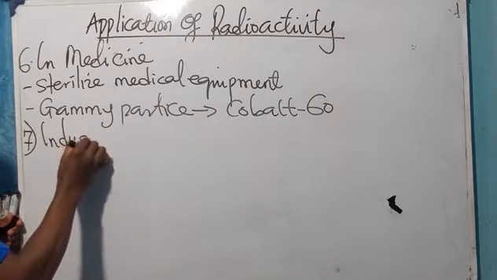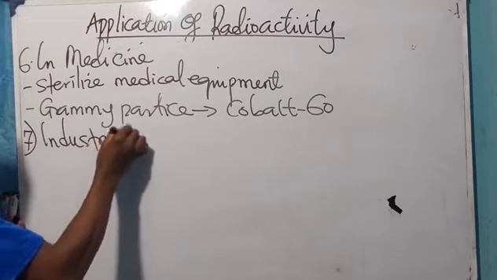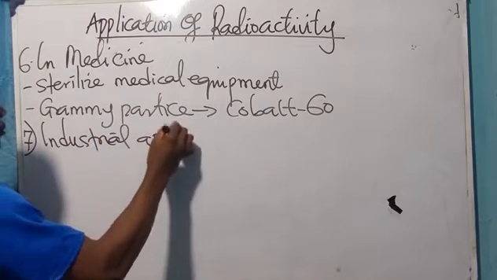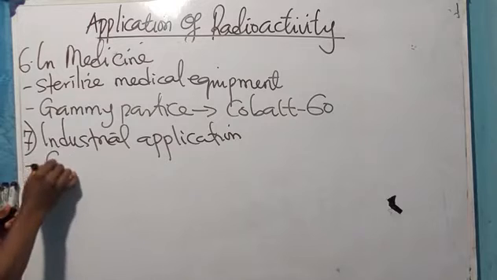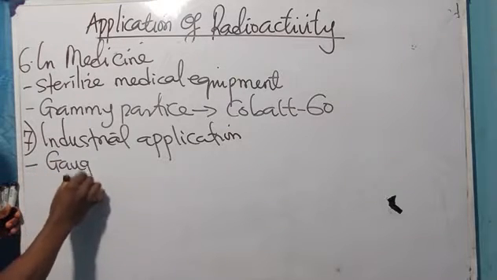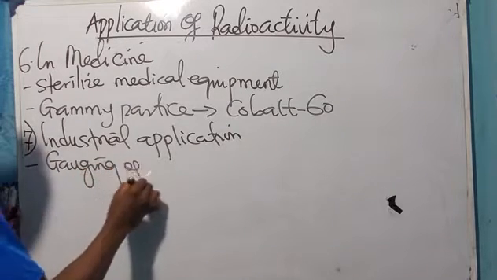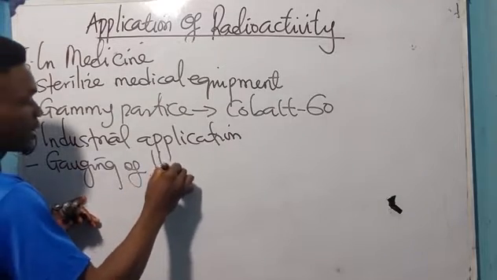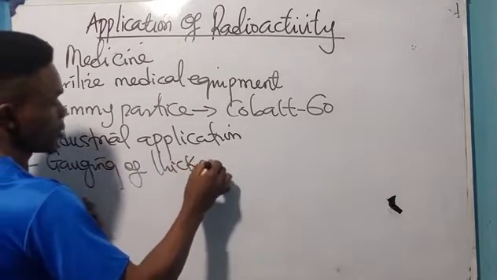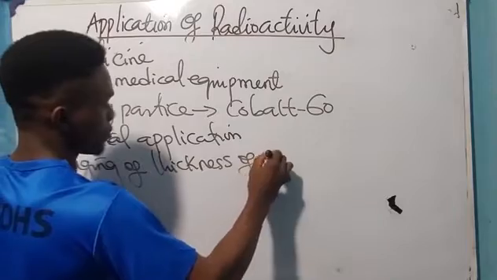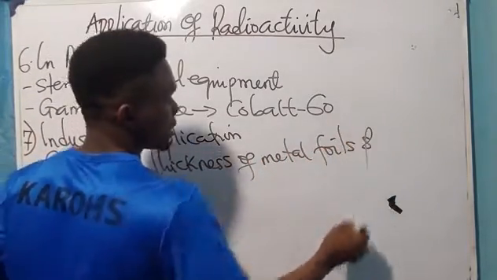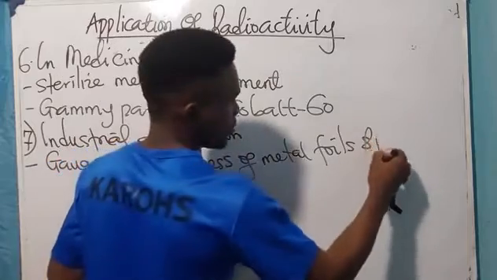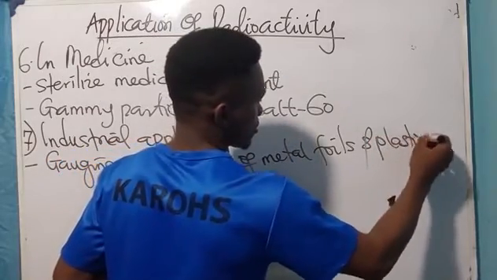Now, industrial application of radioisotopes. It is used in the gauging of thickness of metal foils and plastic sheets.